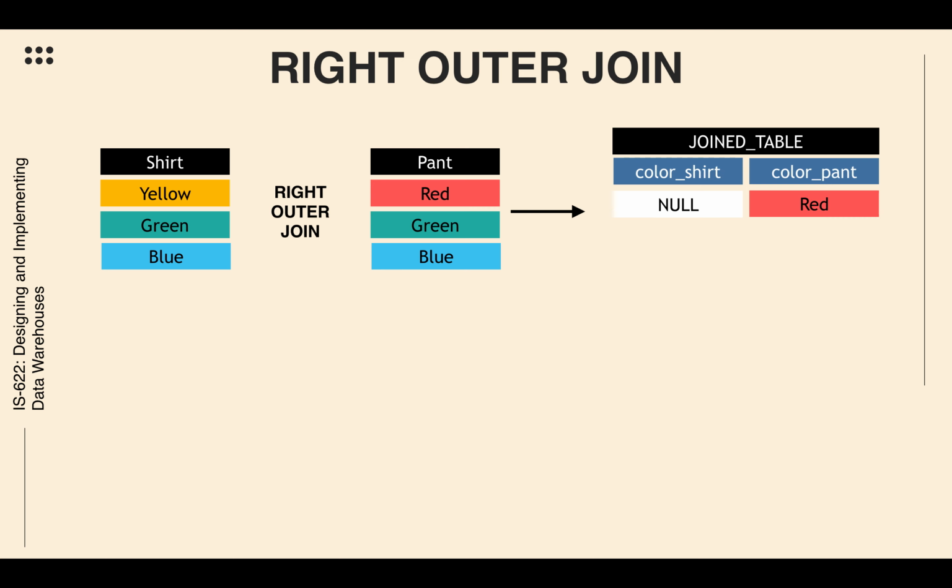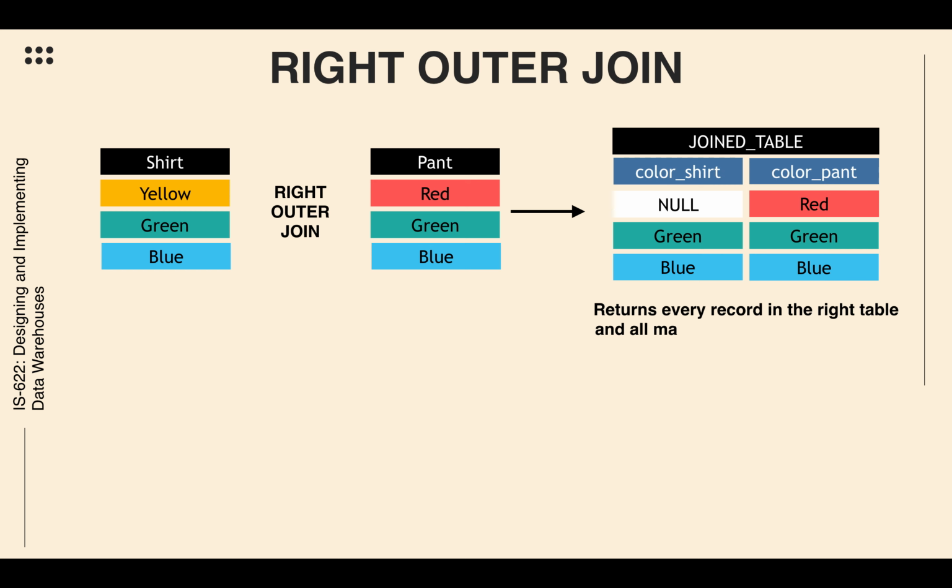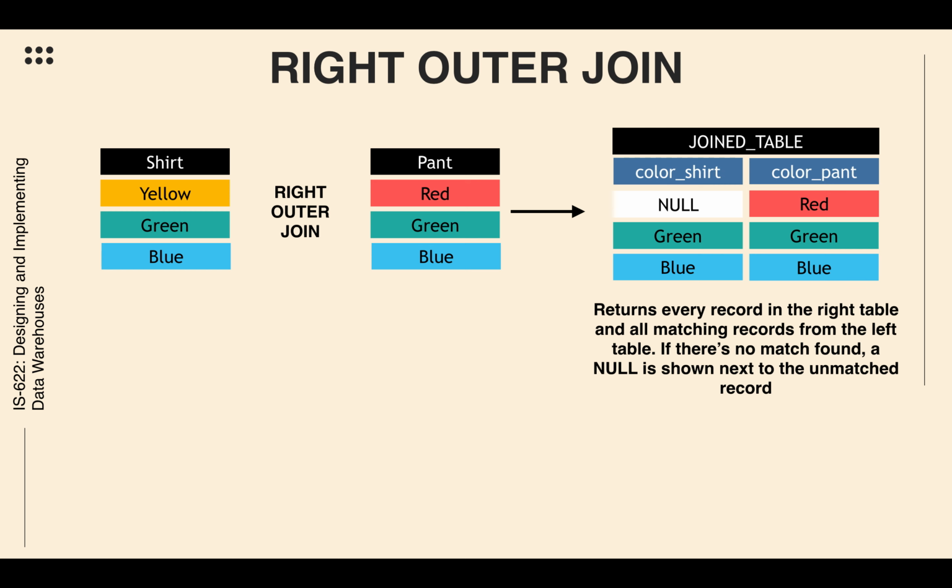So I will just put null. And then I will start from green, and then I will put green, and then I will see blue, and then I will put blue. So yellow is not ignored because I'm not starting from the left table, I'm starting from the right table. So it returns every record from the right table and matching them with every record on the left table. So if there is a match, it will put the match. If there is no match, then you use null.